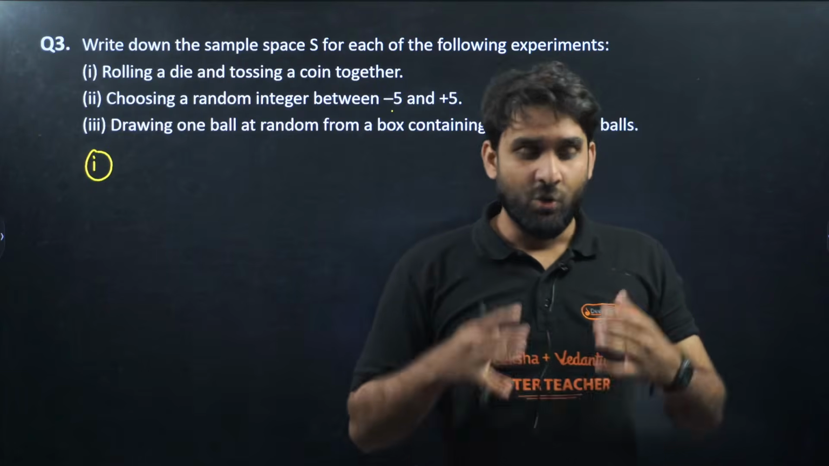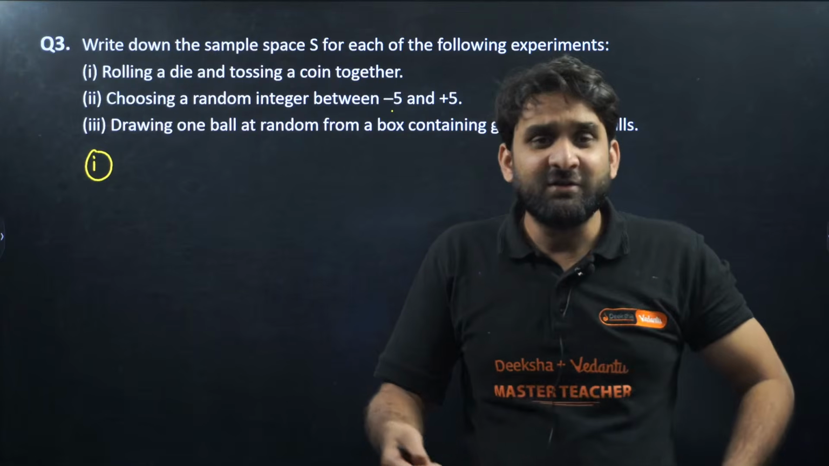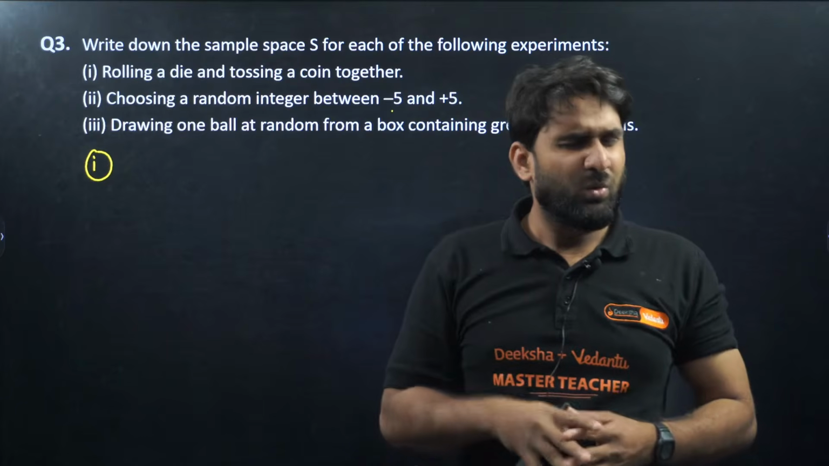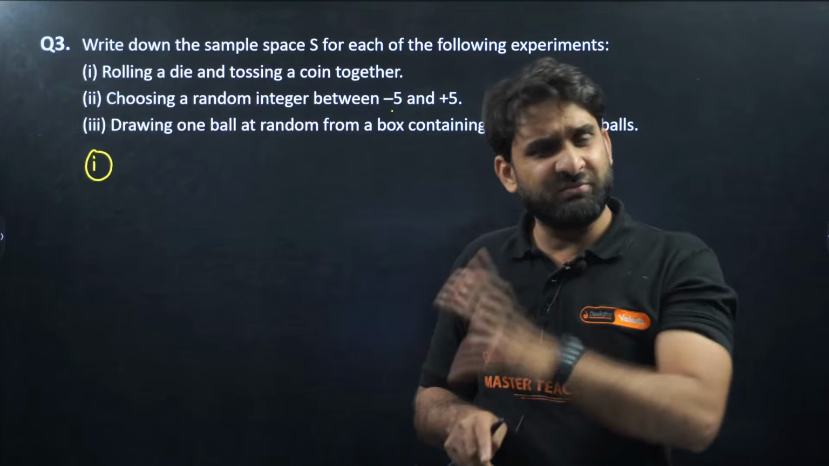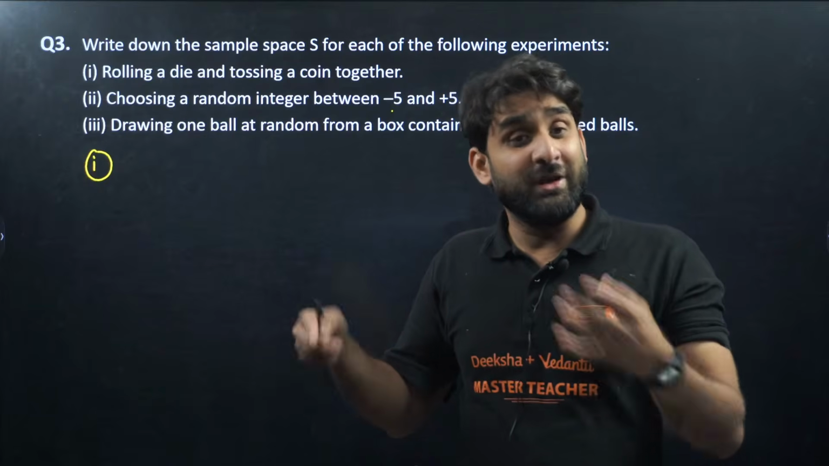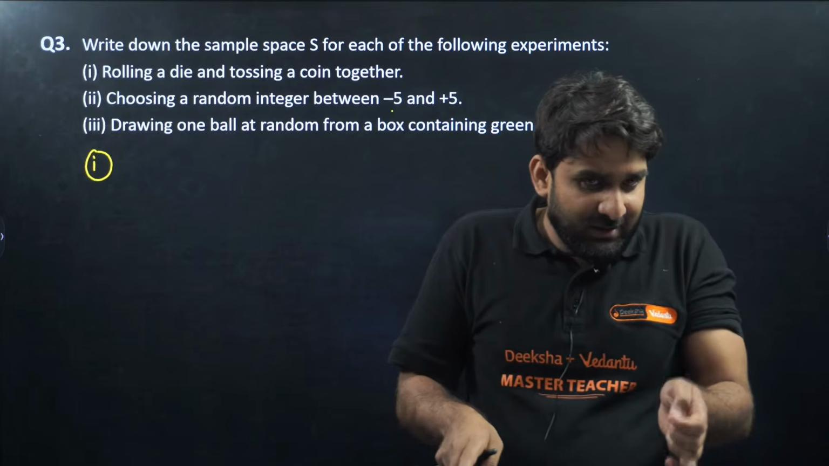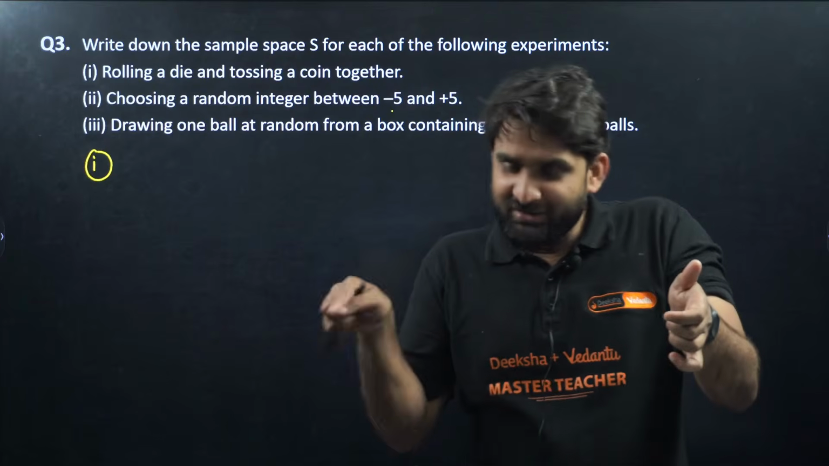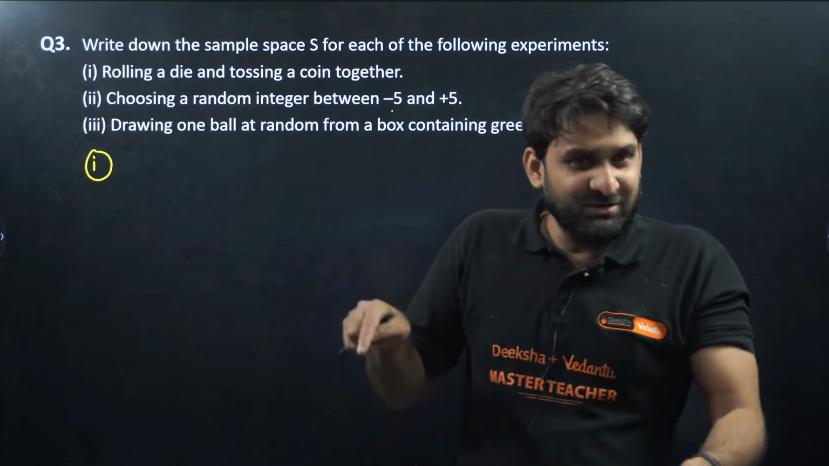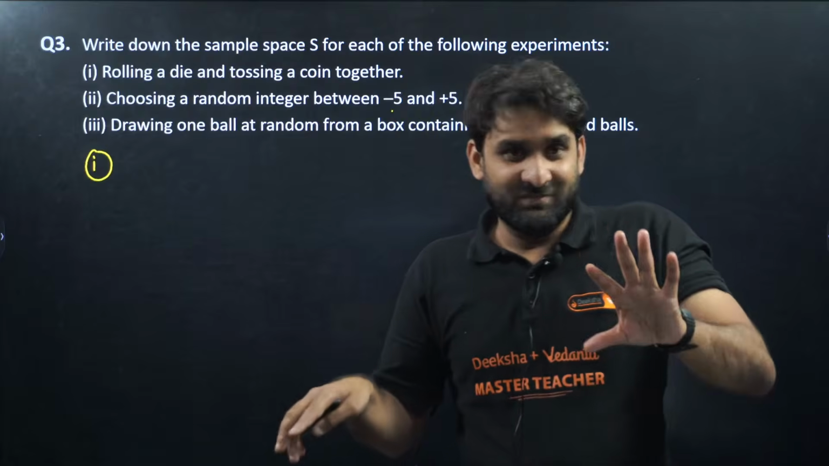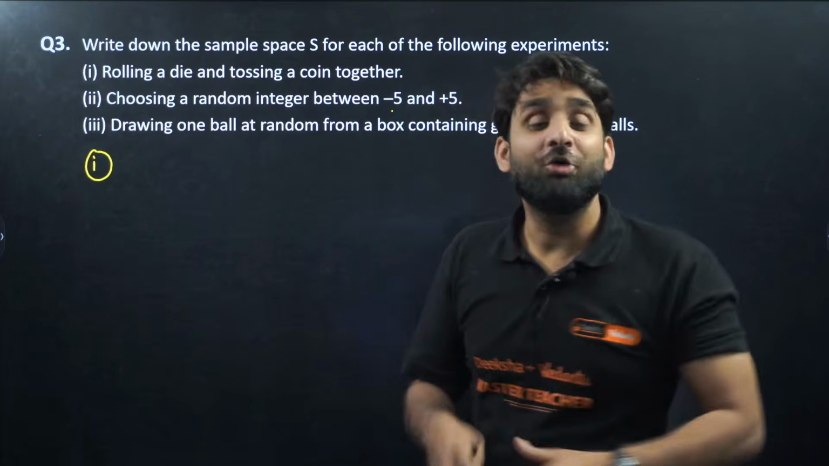Listen, champion. When I am throwing a die and my friend is tossing the coin, what kind of possibilities are there? My die can show any number 1, 2, 3, 4, 5, 6, and this coin can show head or tail. So what will be the pair? The die can show 1 and it can show head. The die can show 2, it can show head. The die can show 3, it can show head. The die can show 6 and it can show tail. So how many possibilities are there?